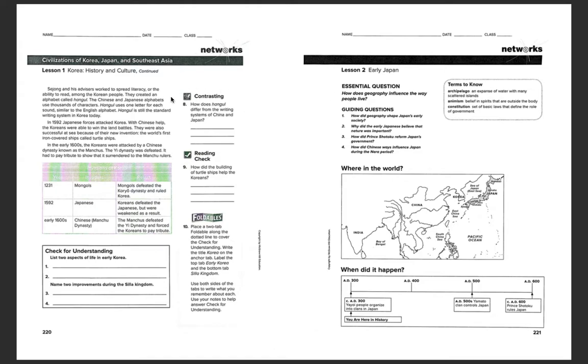I want you to identify the differences between the Hangul writing system and the Japanese and Chinese writing systems. And also write this chart down in your notes, the invasion of Korea. This is just kind of like a timeline chart that breaks down the invasions of Korea and when they happened.